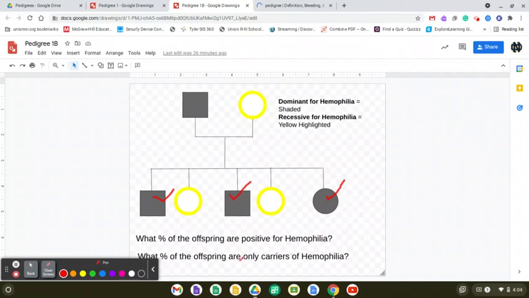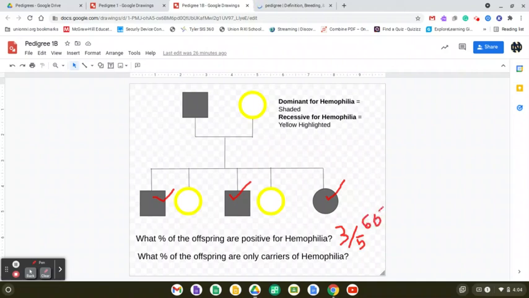So your question here is, what percent of the offspring are positive for hemophilia? That would be 3 out of 5, which we saw earlier, when we do 3 divided by 5 it is 60%. And what percent of the offspring are carriers for hemophilia? Carrier just means that it's there, but you do not see it in them. It is recessive in 2 of the 5, so 2 out of 5 means 40%.